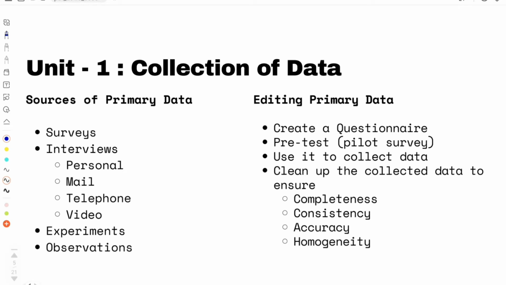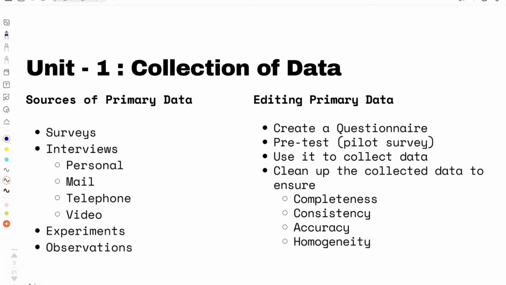Once we have the data, we have to clean it up, and cleaning up is necessary to ensure that whatever data is collected is complete. That is, everybody has given responses to all the questions involved. If not, we'll have to call them up or connect with them and say, hey, you have missed this question, you haven't filled the response yet, can I know what your answer to this particular question is? Like that, we should make sure that the data is complete as well as consistent and accurate and homogeneous.